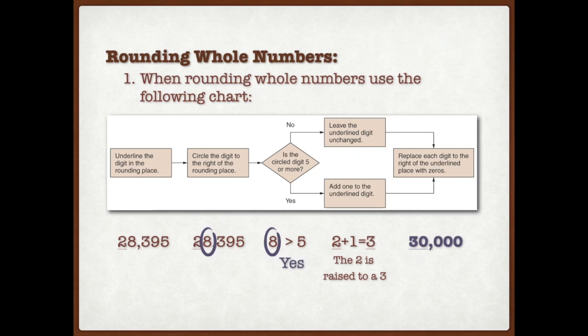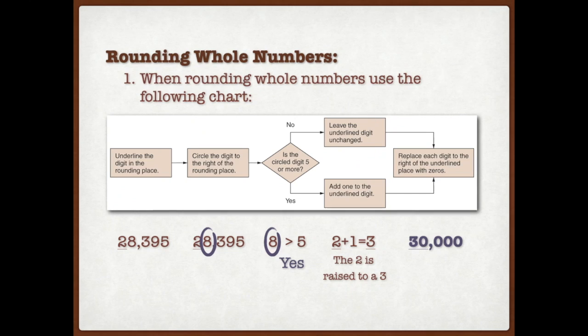Okay, now this is one that some students do have some trouble with, rounding whole numbers. Now here's a chart. I do want you to use this chart, and the focus is this is going to help you, okay? Especially if you struggle with rounding numbers. First, you want to underline the digit in the rounding place. Whatever I want to round, I'm going to focus on that number first. I'm going to underline it. Then I'm going to circle the digit to the right, the one that's being rounded up.